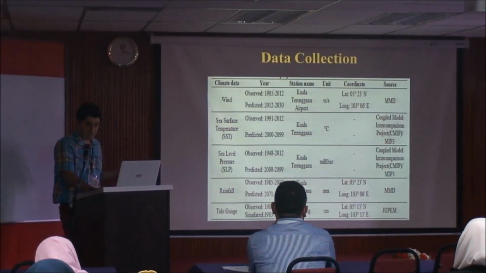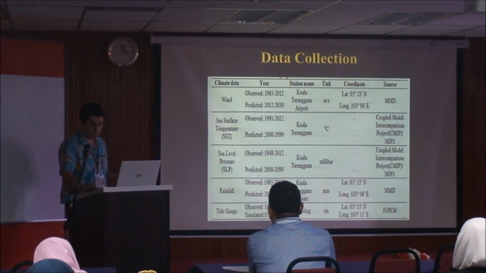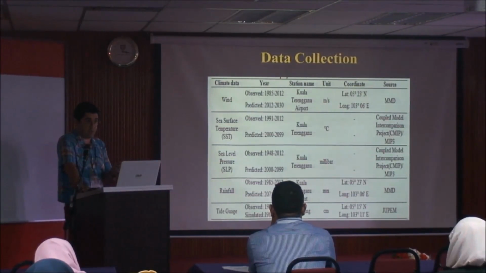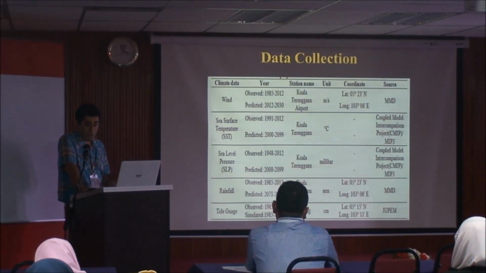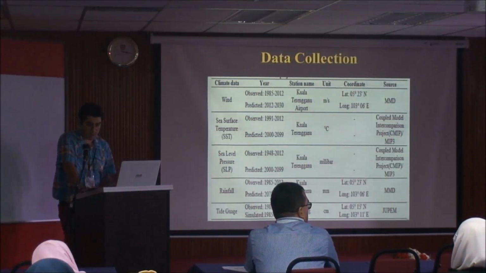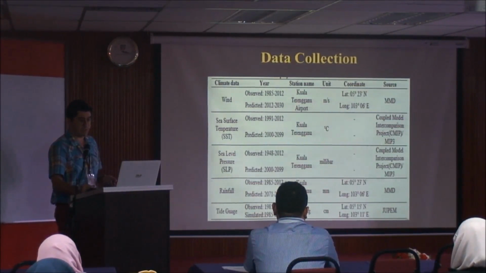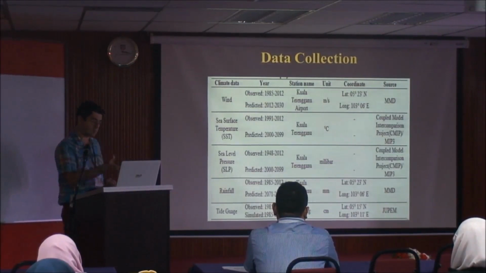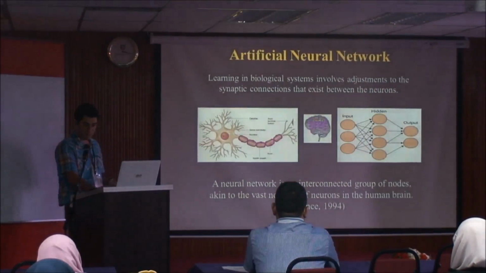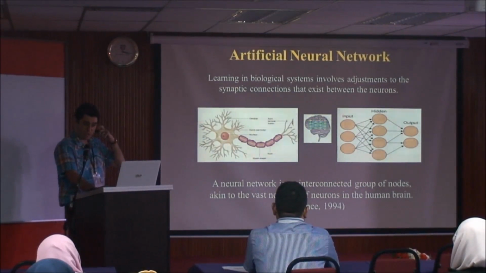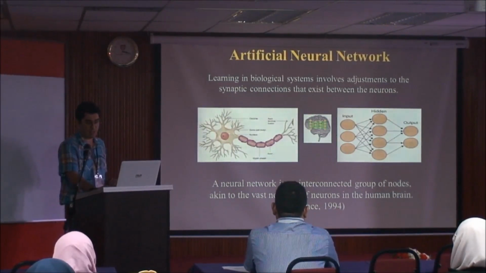And this is the data collection for this project. For the neural network input, we use five predictors: wind, sea surface temperature, sea level pressure, rainfall, and tide gauge. We collected them from MMD, some agencies of Malaysia such as JUPEM, and some popular sites, CMIP for IPCC scenario 3.